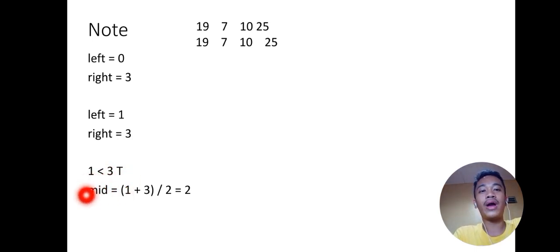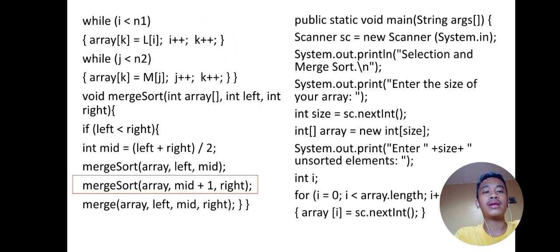So we need to find the midpoint of our subarray right. So mid is equal to (1 + 3), that is 4, and 4 divided by 2 is 2. So that is index 2, 0, 1, 2. So it is right here. So now our array, the left subarray and right subarray, are split into 1. So that would be next.